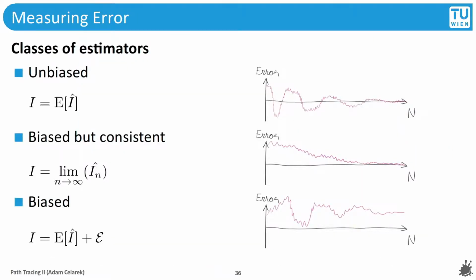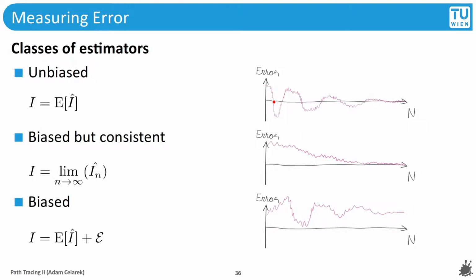On the right, you see plots of signed error, so that's the estimator I hat minus the real value I, against the number of samples on the x-axis. You won't see such plots in papers or websites, as other error measures are used most of the time. But they are good for visualizing the concepts here. Unbiased estimators, like for instance Monte Carlo integration methods, have the expectation of the estimator equal to the real value.